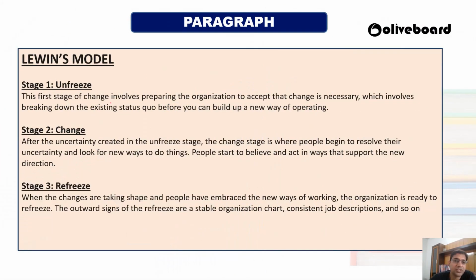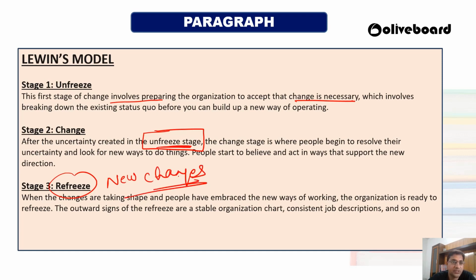Unfreeze means the first stage of change, preparing the organization to accept the changes that are necessary. Okay, once you have selected that these changes are necessary to do, then you unfreeze the thing. Okay, the model has to be unfrozen in order to inculcate the new changes and new way of working. And once people start working properly, then you freeze those things with the new changes. Okay, so these are Lewin's three-stage model.